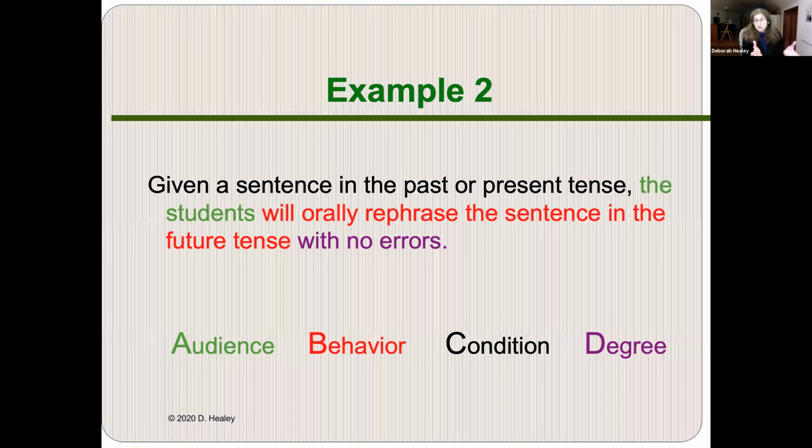Okay, that's what they're going to do with no errors. They've been working on this a long time. I want no errors. So we've got a condition, an audience, a behavior, and a degree. And it can be, like I said, in any order. And I often will start with the condition because that's what happened before we get to the behavior.